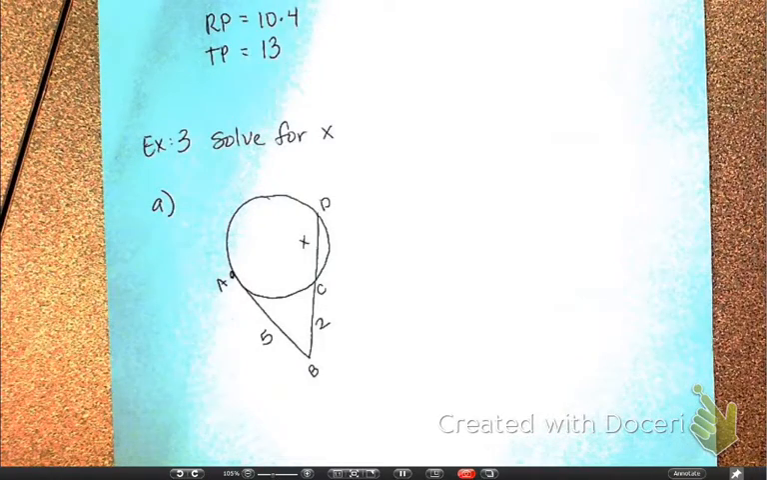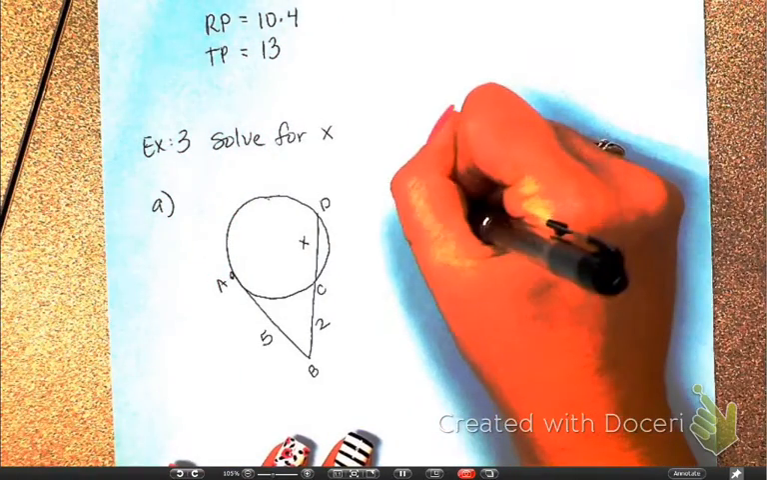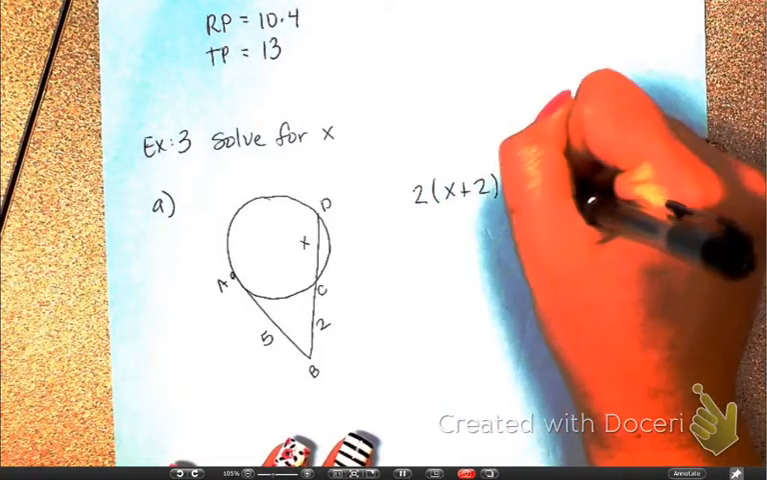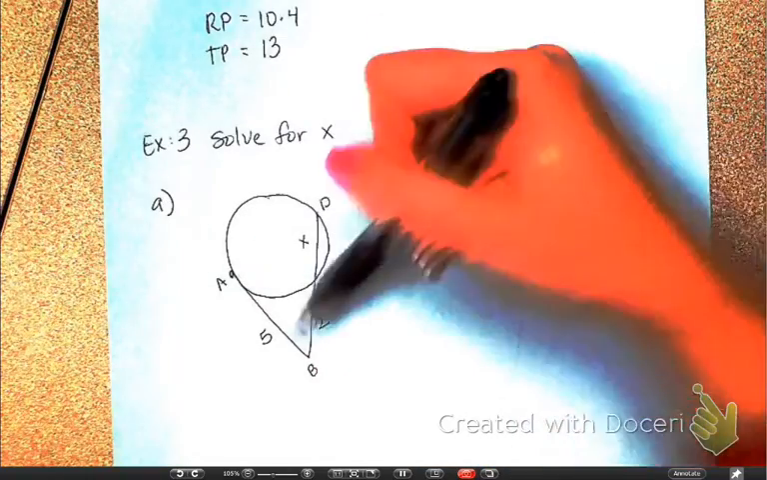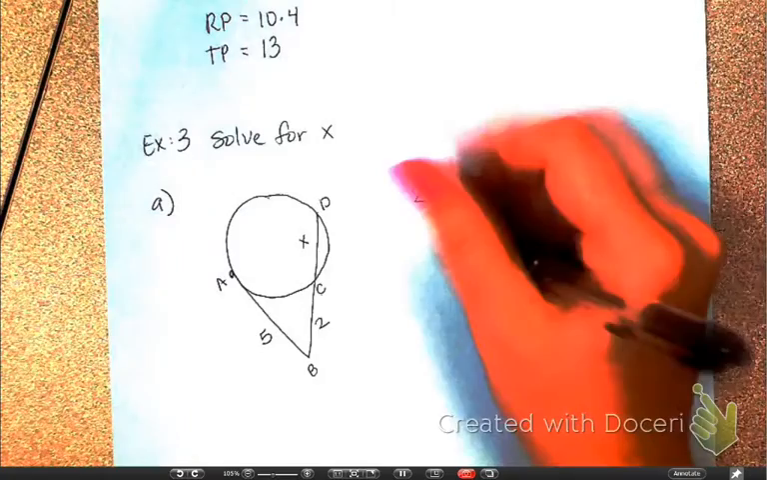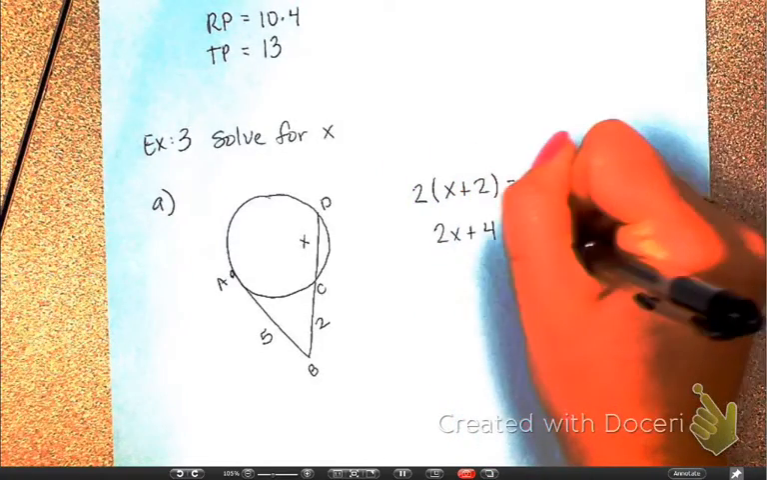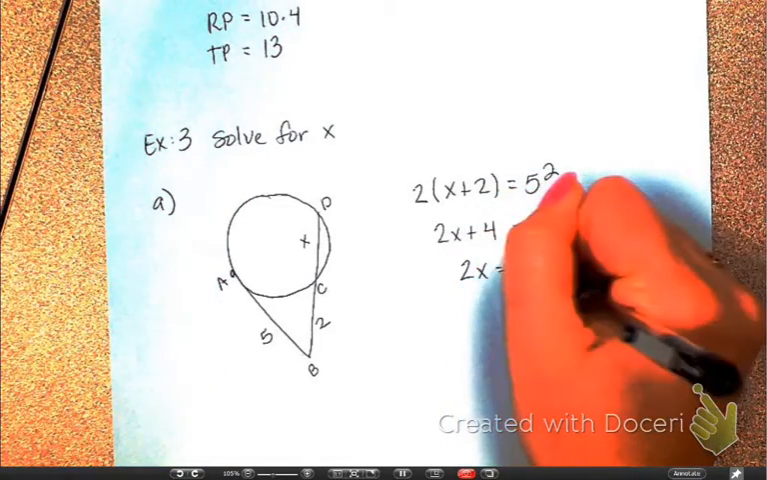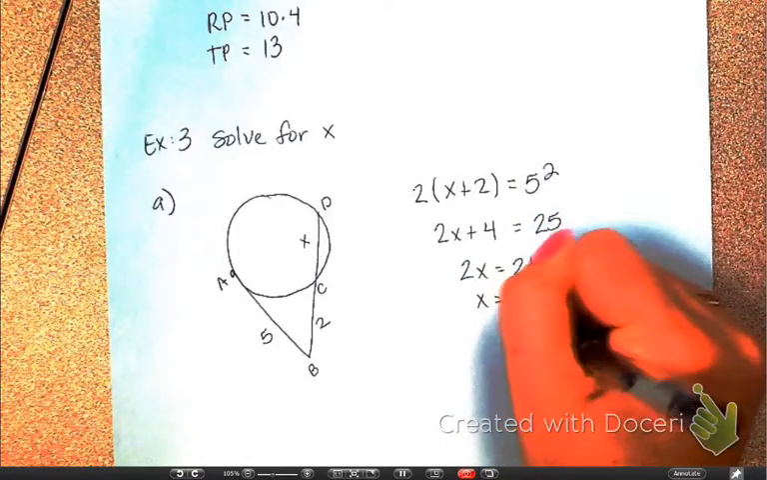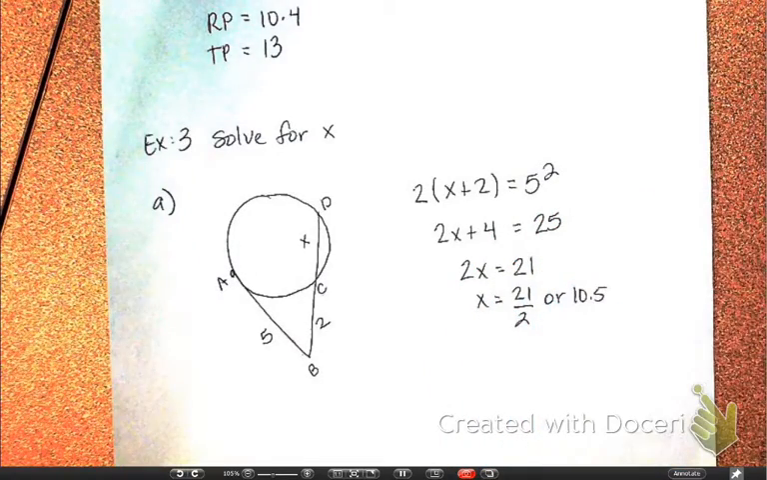Okay. What did we use for this one? Secant-tangent. Okay, someone new help me set this one up. David? 2 times x plus 2 equals 5. Perfect. Okay, so it's the outside piece times the whole thing equals the tangent squared. So this is 2x plus 4 equals 25. 2x equals 21. You have 21 over 2, or you can look at it as 10.5.